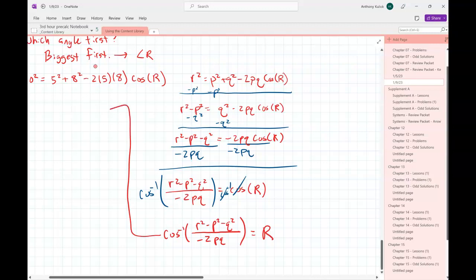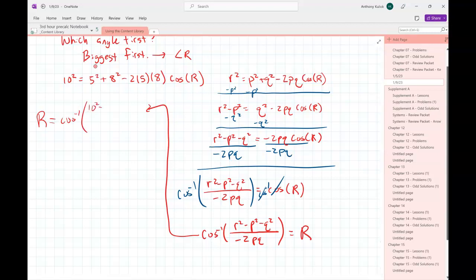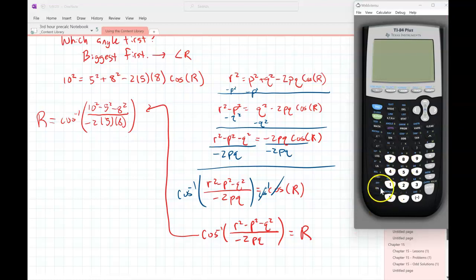So I'm just going to treat that like my formula. So I'm going to have R is cosine inverse of 10 squared minus 5 squared minus 8 squared divided by negative 2 times 5 times 8. And that's how I'm going to type that into my calculator.